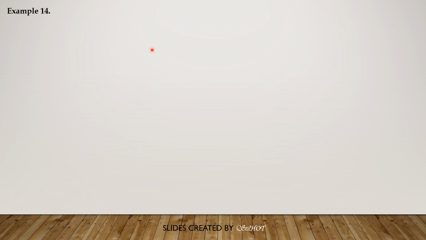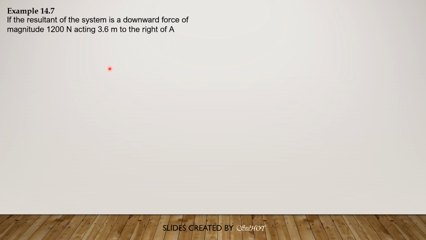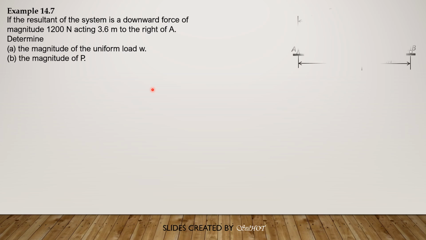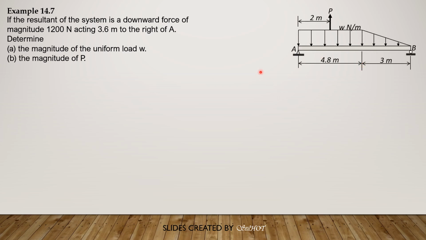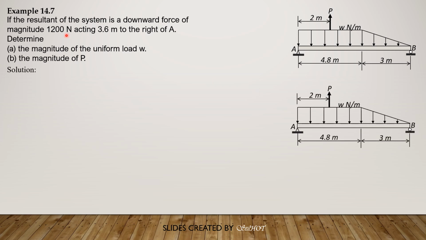So let's have example 14.7. If the resultant of the system is a downward force of magnitude 1,200 newtons acting 3.6 meters to the right of A, determine the magnitude of the uniform load W and the magnitude of P. So this is the figure, this is the given system. So this is equivalent to a force of 1,200 downward acting 3.6 to the right of point A.